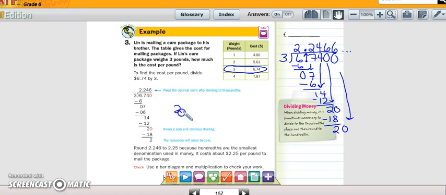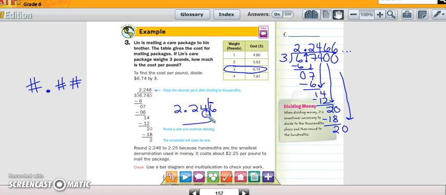So my answer is 2.246, and I'm going to put a little bar over the 6, meaning that that repeats. I put a bar over what repeats. However, we're talking about money. So I need a number or numbers, the decimal point, and I only can have 2 numbers after the decimal point, so I have to cut it off right here.